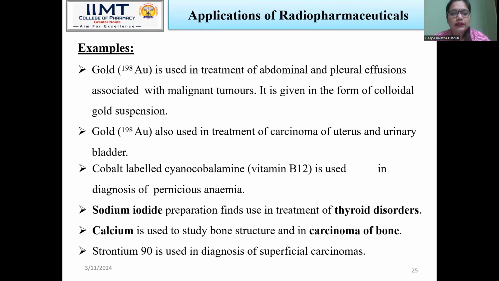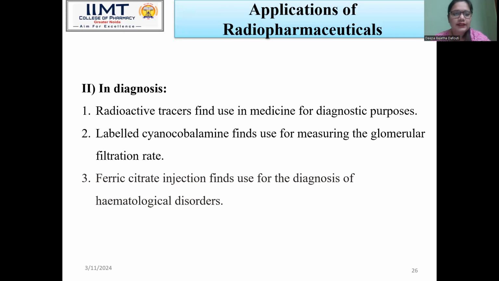Cobalt labeled cyanocobalamin, that is vitamin B12, is used in the diagnosis of pernicious anemia. Sodium iodide preparations find use in the treatment of thyroid disorders. Calcium is also used to study bone structure and in carcinoma of bone. Strontium 90 is used in the diagnosis of superficial carcinomas. Next is diagnosis.